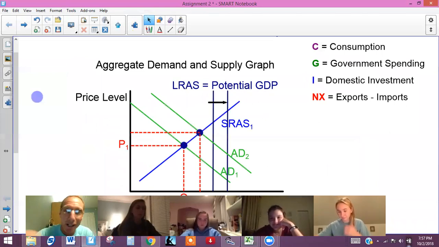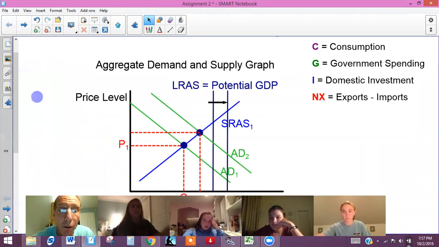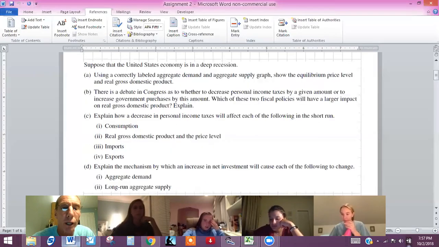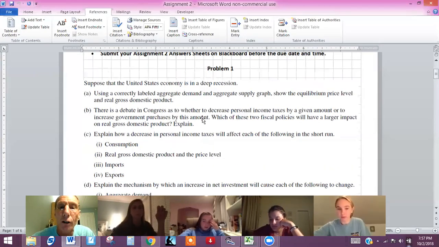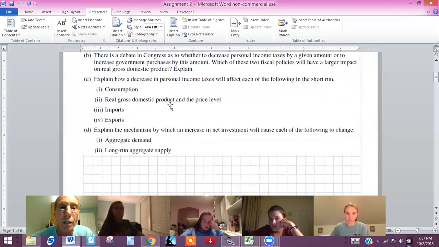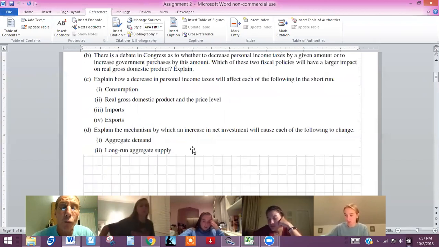So try to use a ruler or something and be very neat, because it's just easier to read, and make sure you get the points for it. They're not really asking you to draw. The only time they're actually telling you to draw it is up here. The rest of the time they're just asking you to explain. So if you just want to explain it in words, that's fine.